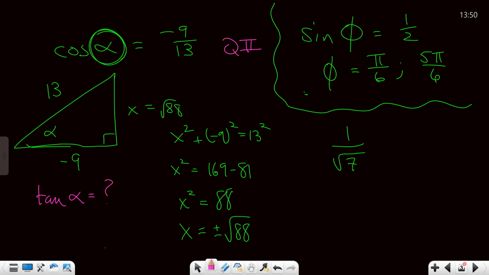If they don't specify the quadrant, you've got to give both answers. If they do specify the quadrant, then you only give one answer. So let's assume, for discussion purposes, we're in quadrant 2. Should this be positive or negative?